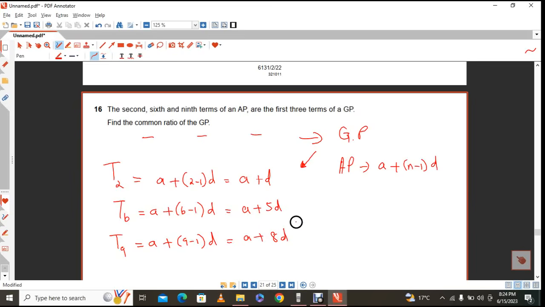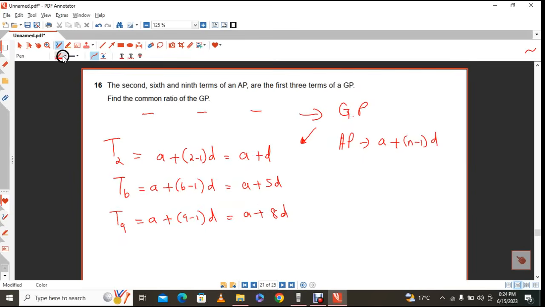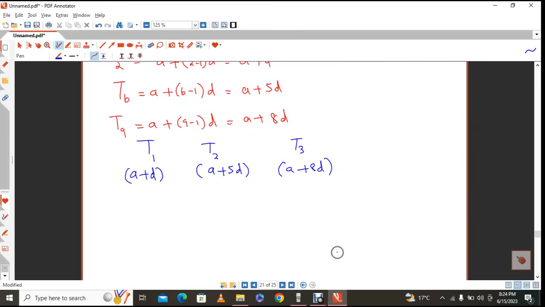Now, these are also the first three terms of a GP. So if I now write my terms down for the GP using this information, the first term of the GP is (A plus D), the second term of the GP is (A plus 5D), and the third term of the GP is (A plus 8D). Are you with me? Right. Now, whenever we're dealing with a GP, we need to find R. Our R is calculated by taking the second term divided by the first term, which should equal the third term divided by the second term. So this is what I'm going to do here in order to find my R.